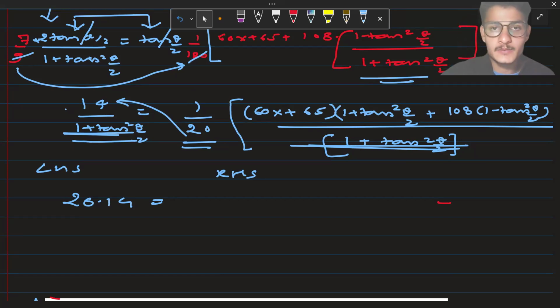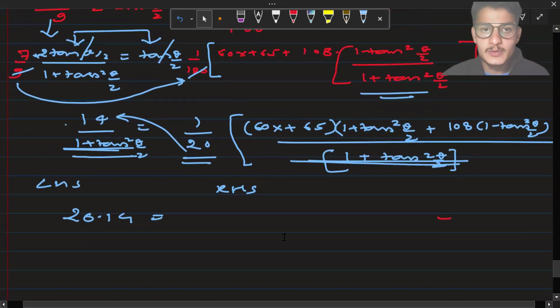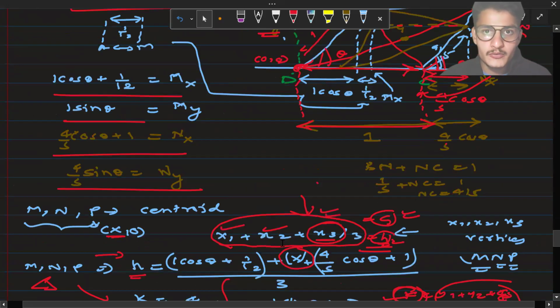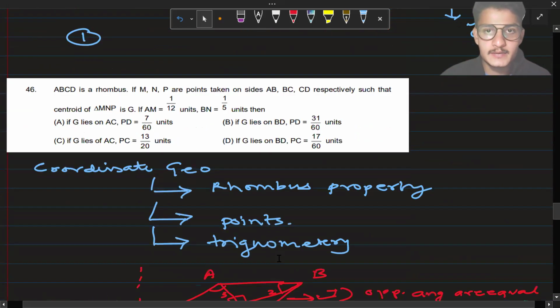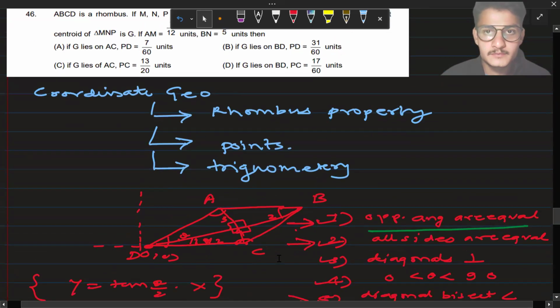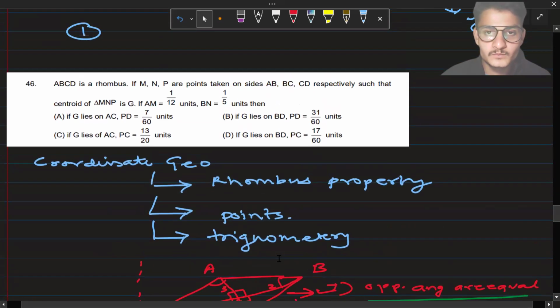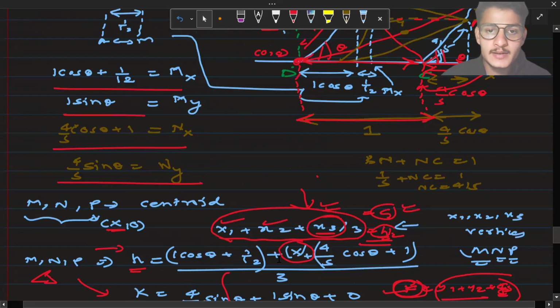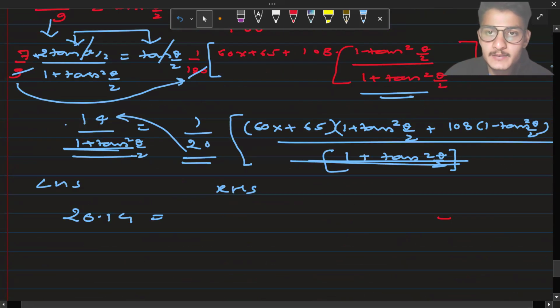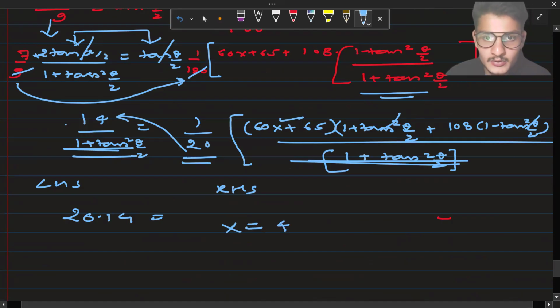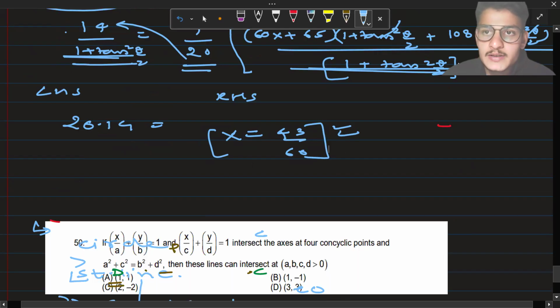That this 1 minus tan square theta and 1 minus tan square theta will get cancelled. And you will receive 43. Okay. And what you will see is that these tan square theta, everything will get cancelled, and you will get the answer in x terms. If you get the answer, x is equal to 43 by 60. Okay, that will be the answer. Because this tan theta will get cancelled.